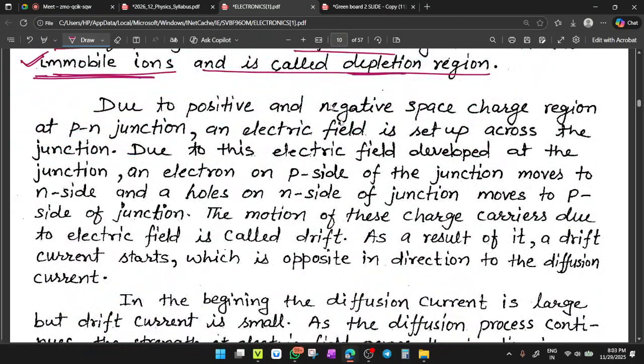Due to the positive and negative space charge region at the PN junction, an electric field is set up across the junction. Due to this electric field, an electron on the p side of the junction moves to the n side, and holes on the n side of the junction move to the p side. This motion of charge carriers due to the electric field is called drift. As a result, a drift current starts, which opposes the diffusion current.